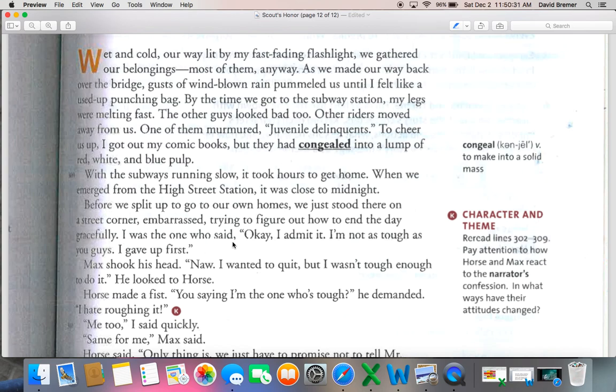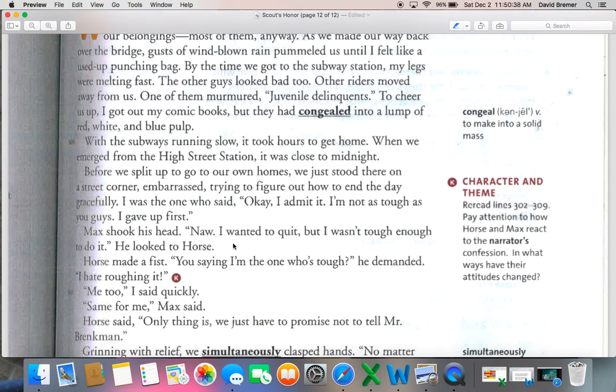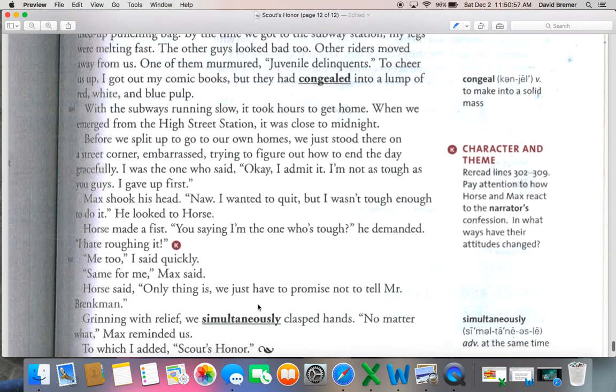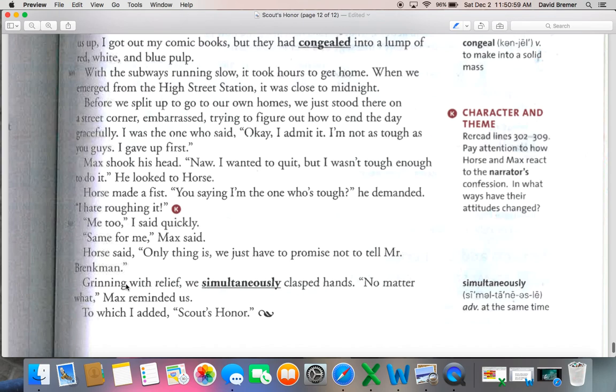I was the one who said, "Okay, I admit it. I'm not as tough as you guys. I gave up first." Max shook his head. "No, I wanted to quit, but I wasn't tough enough to do it." He looked at Horace. Horace made a fist. "You saying I'm the one who's tough?" he demanded. "I hate roughing it." "Me too," I said quickly. "Same for me," Max said. Horace said, "Only thing is, we just have to promise not to tell Mr. Brinkman." Grinning with relief, we simultaneously clapped hands. "No matter what," Max reminded us, to which I added, "Scout's honor."